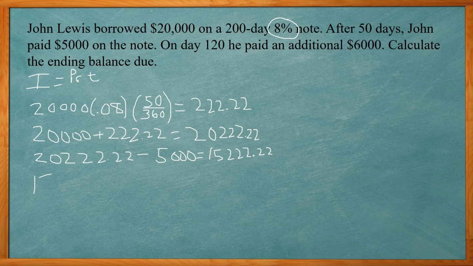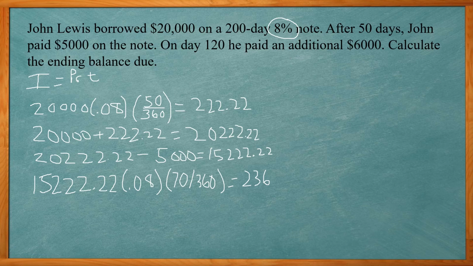So again, we need to figure out the interest that accumulated during that time period. So our current balance, 15,222 and 22 cents, times 0.08. Like we said, 120 minus 50 is 70 days, so 70 days pass by. So you get 70 divided by 360. All right, so that interest equals 236 and 79 cents.